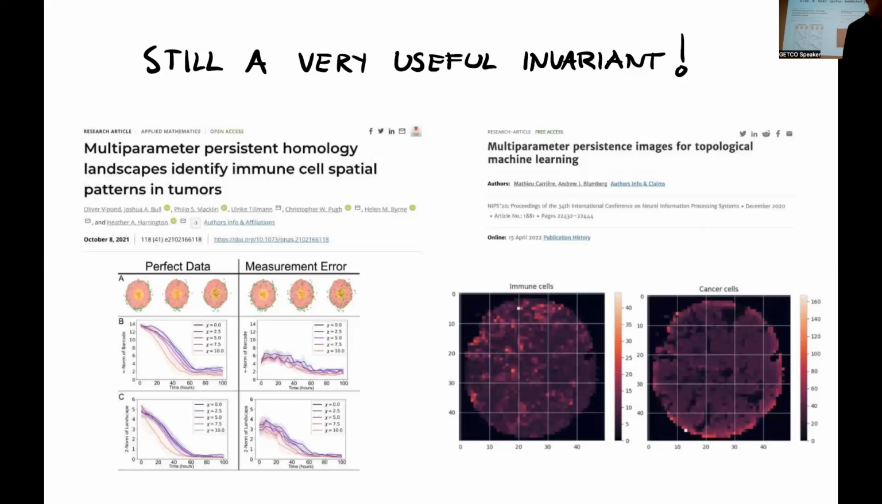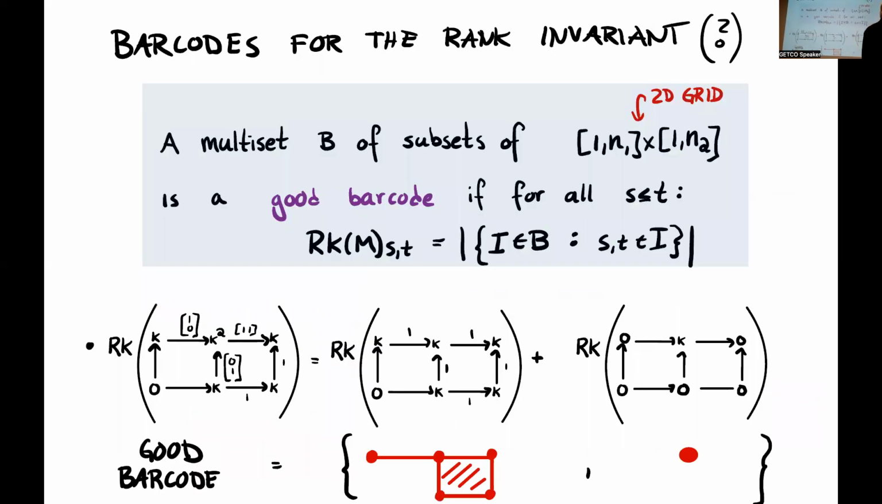Okay, so the rank invariant is perhaps not as discriminative as you would like it to be, but it's still computable and it has nice applications now. So that's encouraging. Okay, so given that the rank invariant is so nice, maybe we could construct a barcode for the rank invariant. Okay, so I'm going to define a good barcode to be a subset of my poset, or in this case, a subset of the grid, such that if I would like to compute the rank between any 2 points, that's just going to be the number of subsets containing those 2 points.